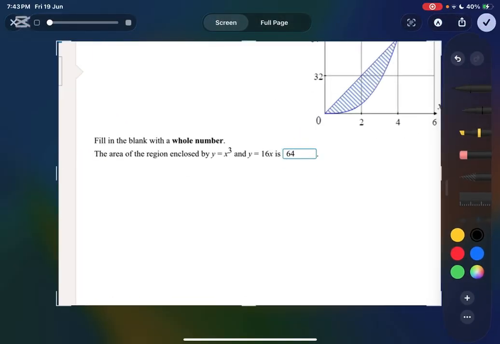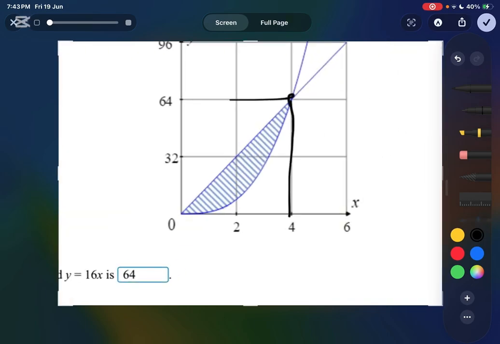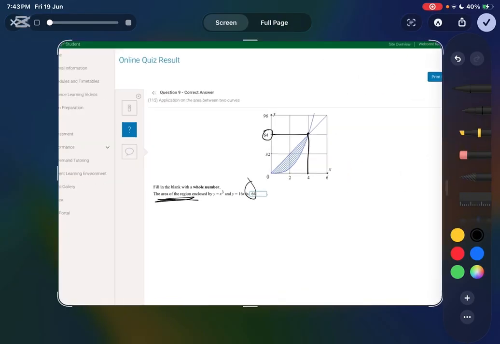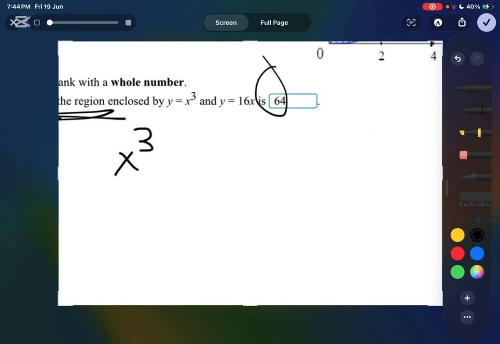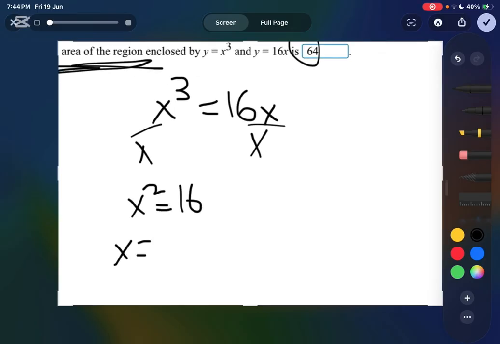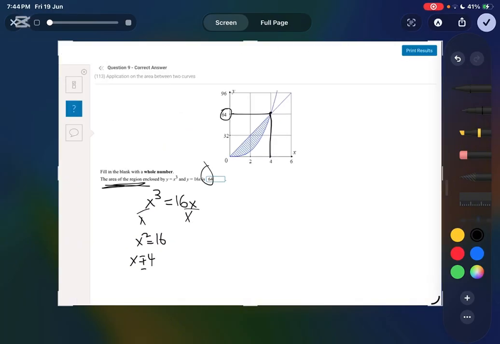So here, write the area enclosed. It's not 64 because it's intersecting, this is a coincidence. To see which one and how to solve it, first find the x's. So you put them equal to each other, divide by x here, divide by x here. x squared will be equal to 16. x will be equal to plus or minus 4.